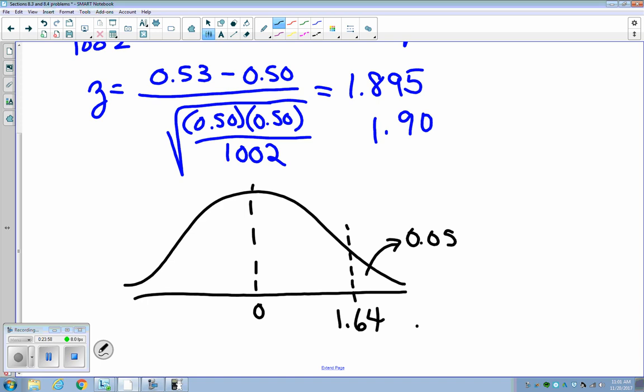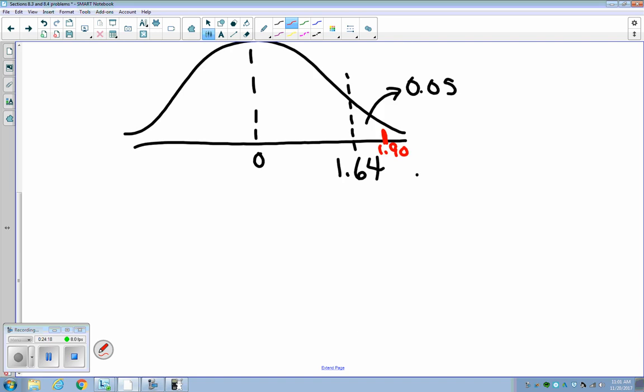So, what do you think? Reject, can I? Why? Where is 1.9? 1.9 is up here, right? So that means I can reject the null hypothesis.